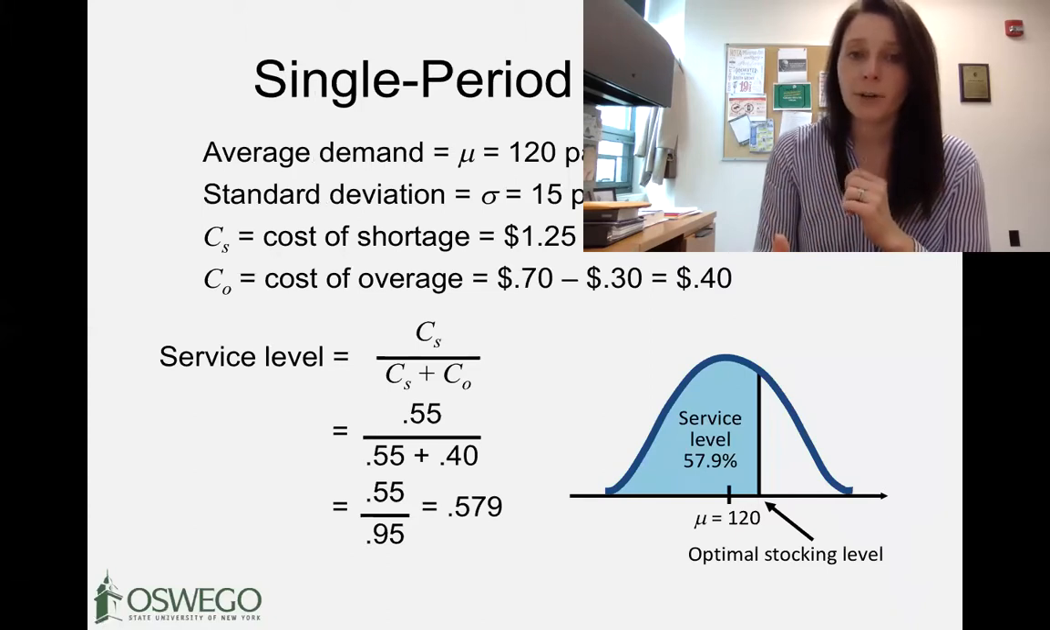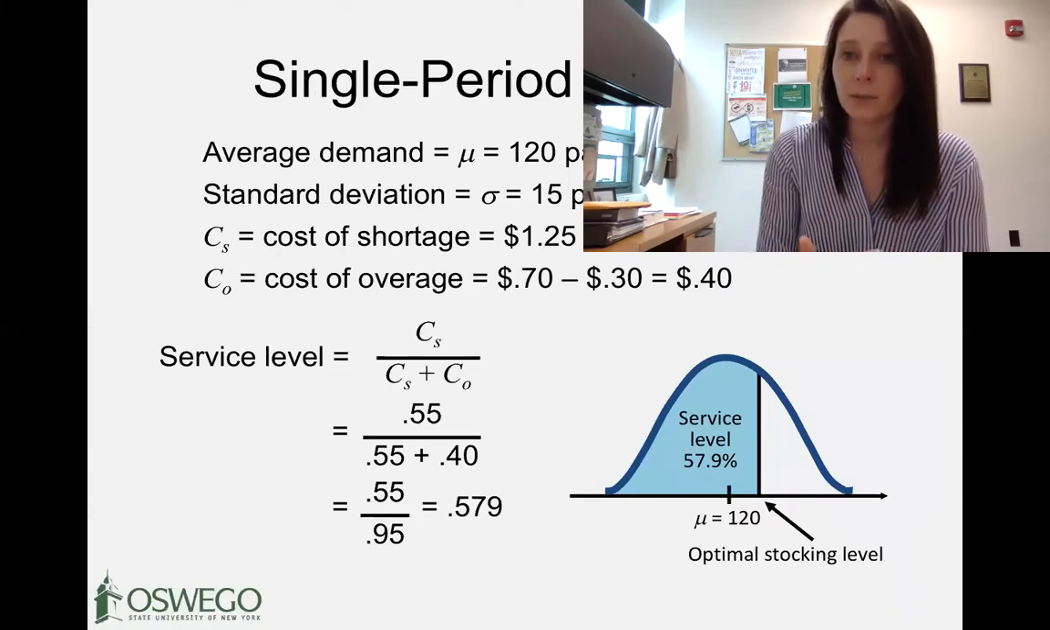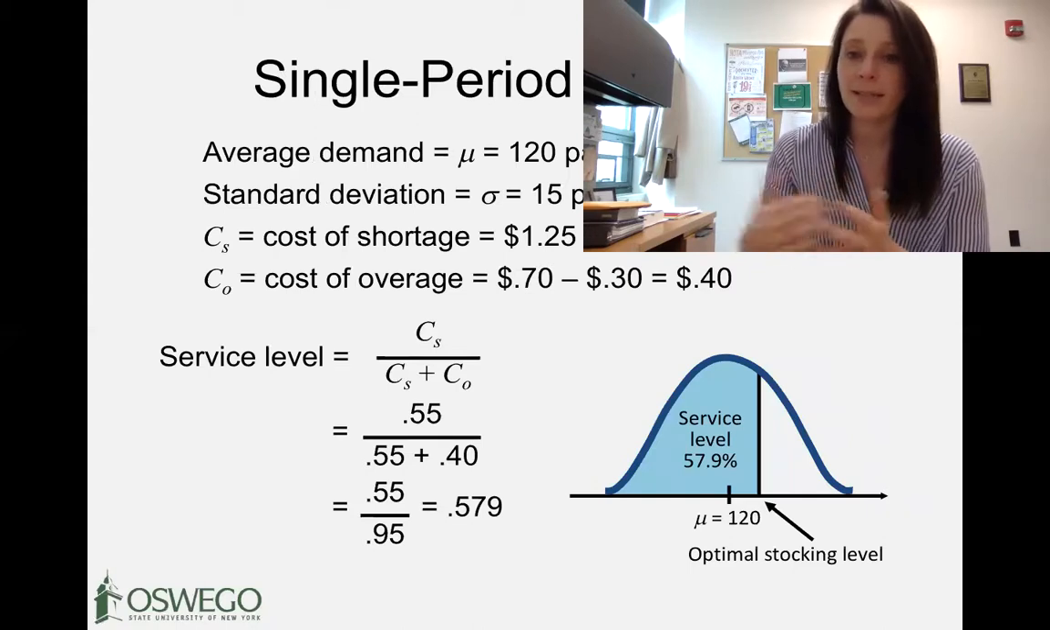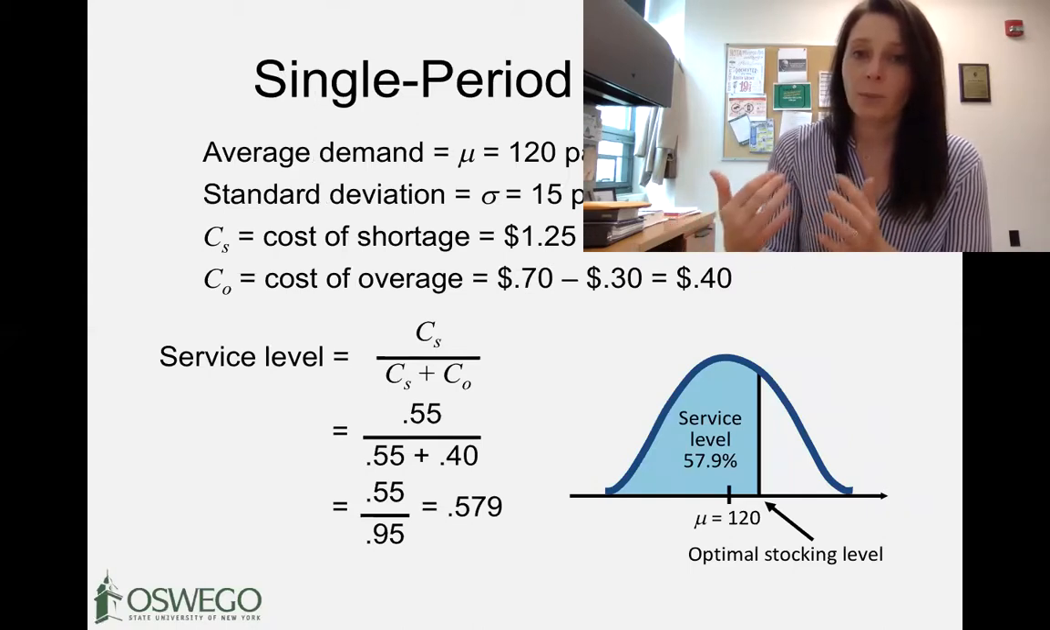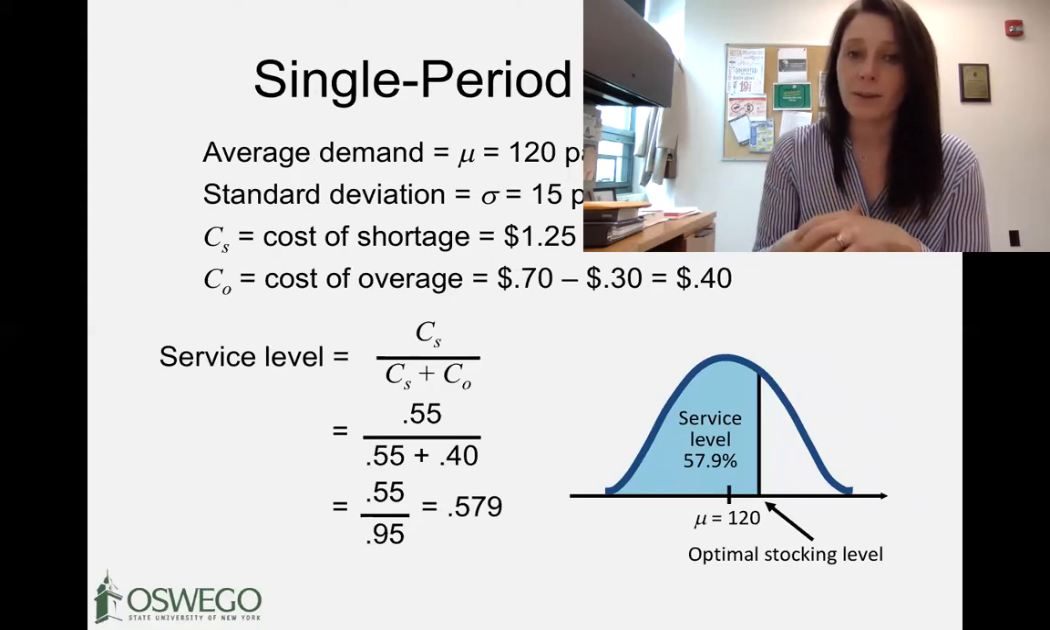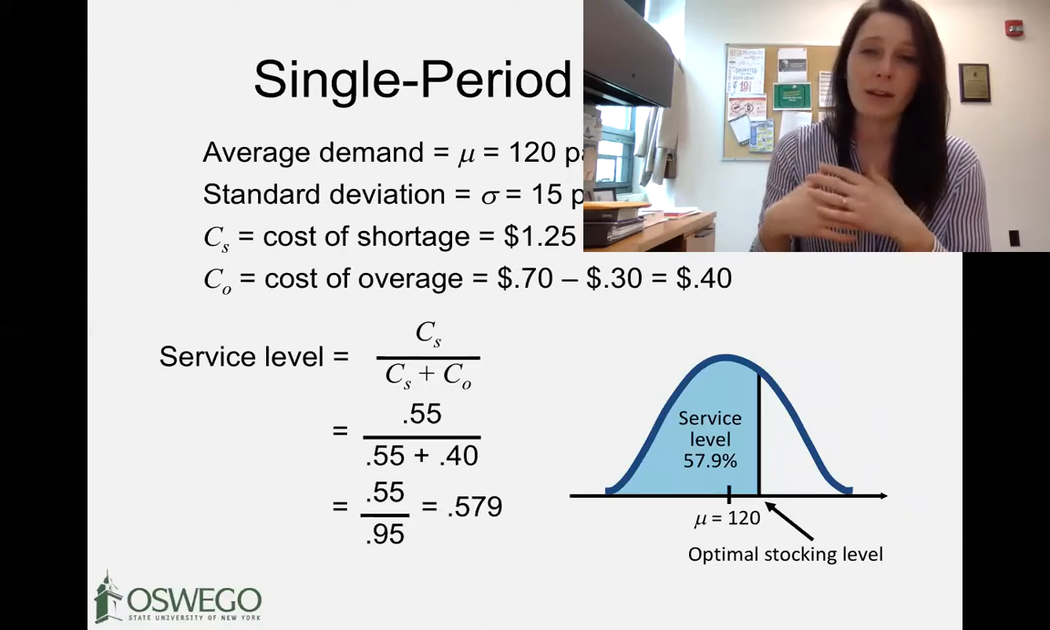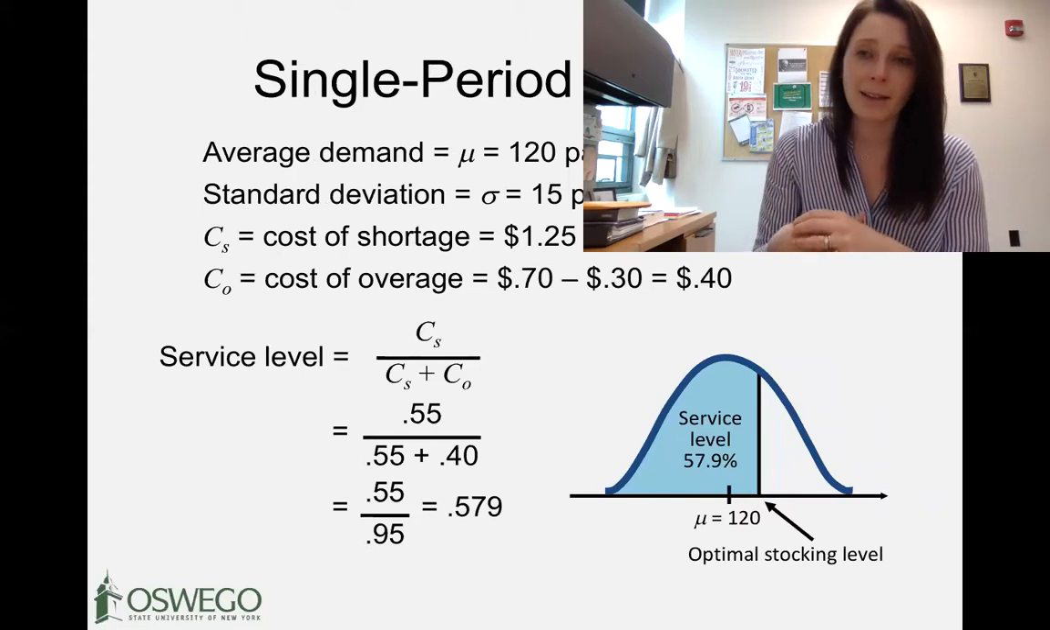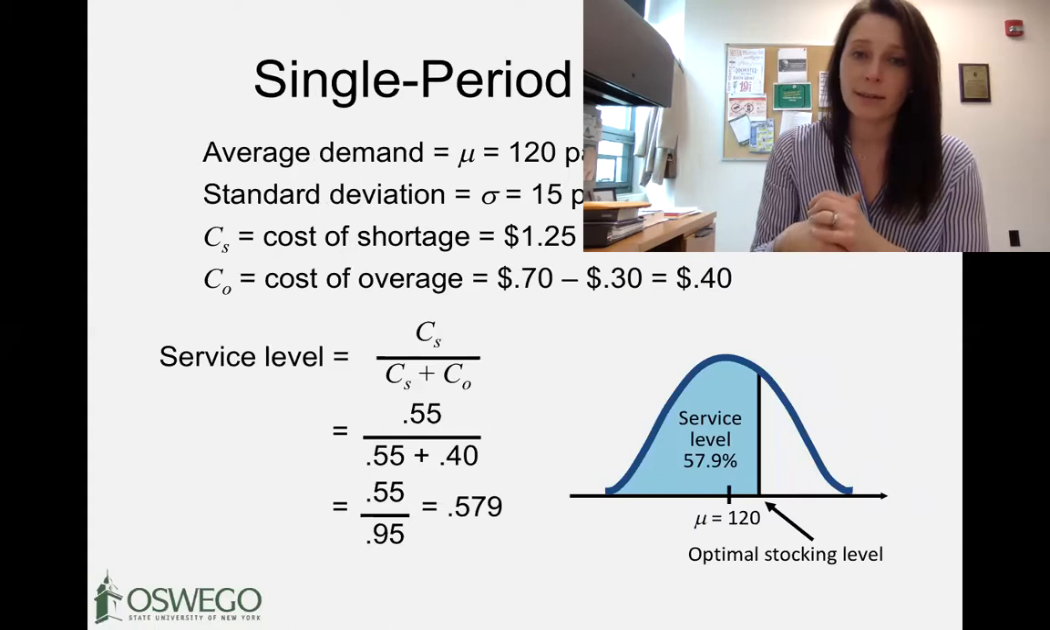Our cost of overage is going to be 70 cents, which is what we bought the paper for, minus any salvage value, which again was 30 cents. So that's going to mean our cost of overage is going to be 40 cents. So every time we have a paper on hand at the end of the day, for each paper, our cost of being over is going to be 40 cents to us.